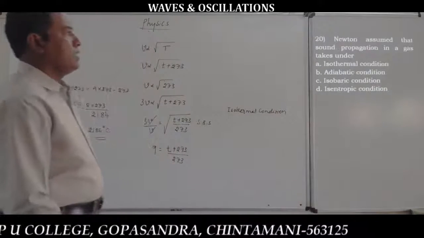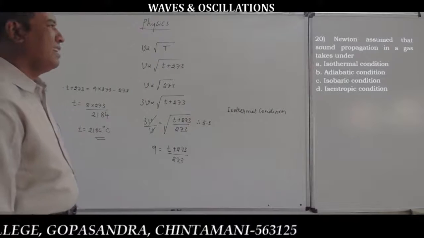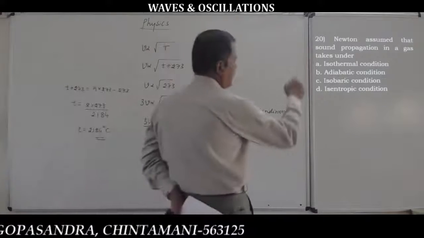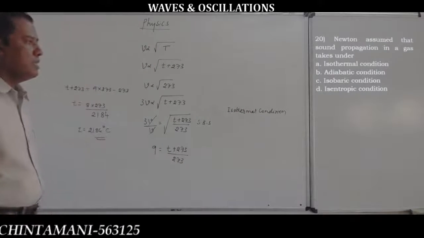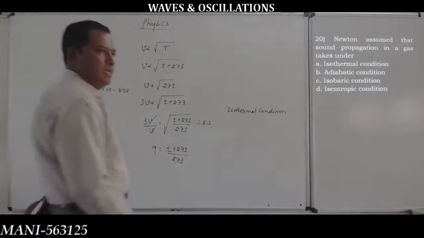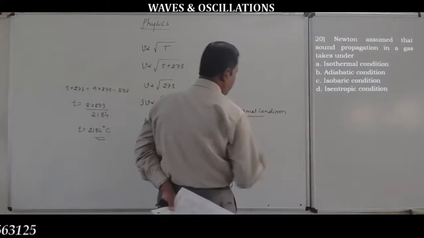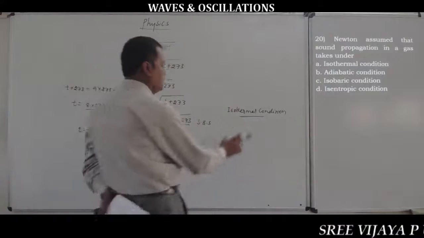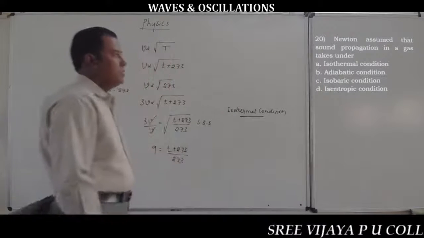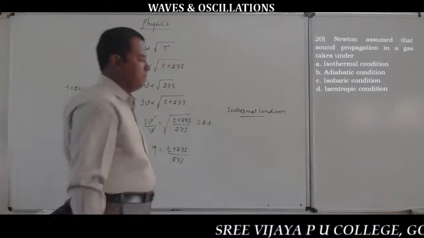Let us move to question number 20. Newton assumed that sound propagation in a gas takes place under. So A is isothermal condition, B is adiabatic, C is isobaric, and D is isentropic condition. But Newton considered that sound propagates in a gaseous medium at constant temperature. In the sense, it is nothing but isothermal condition. So therefore, the correct option is A.